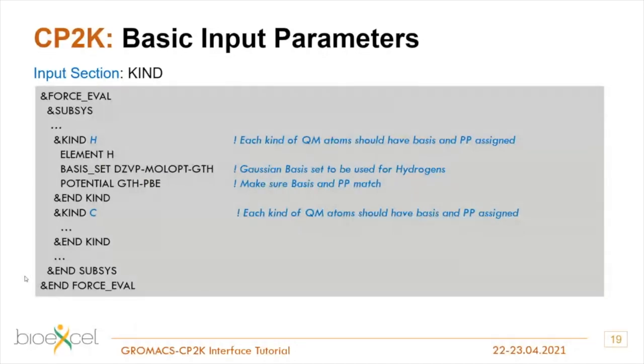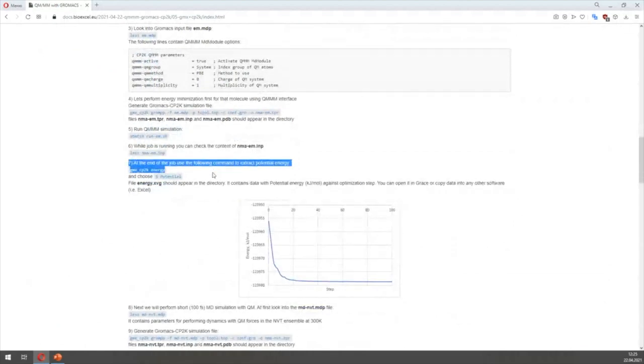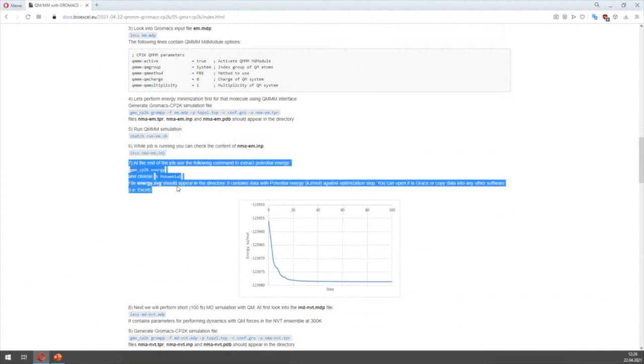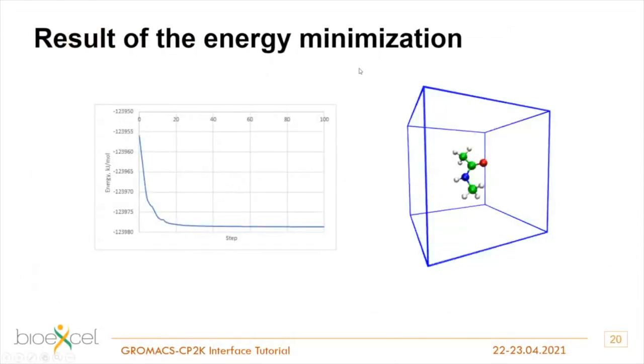If you do step 7 of this exercise, you will find something like that. This is the result of your energy minimization. It's basically the potential energy with respect to the optimization step. You see that it converges quite fast. Actually, in 20 steps, it's already almost at the minimum, and then it almost has no change. So this is the result of your energy minimization.